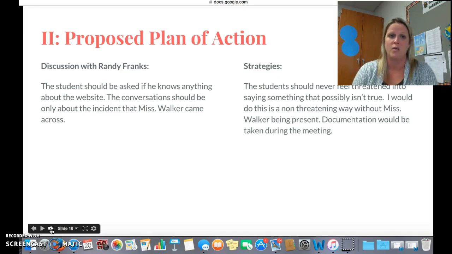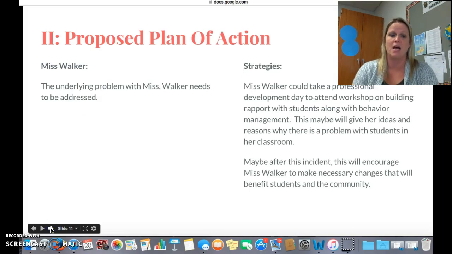I feel that with any important cases, or whether it be talking to a parent, documentation is key. You never know when you may need it. Mrs. Walker, I have to do this because, again, there's an underlying problem. It needs to be addressed with Mrs. Walker after this big problem is fixed.